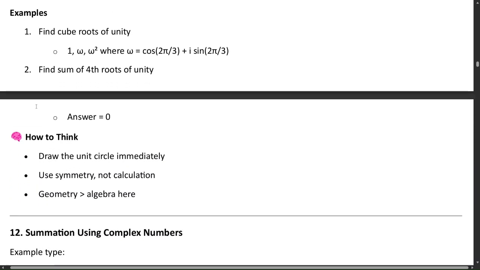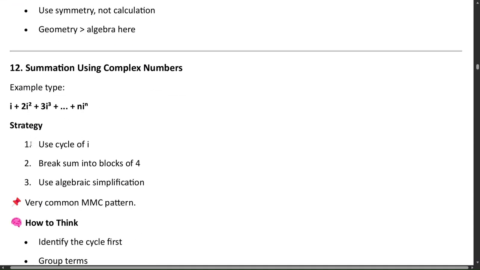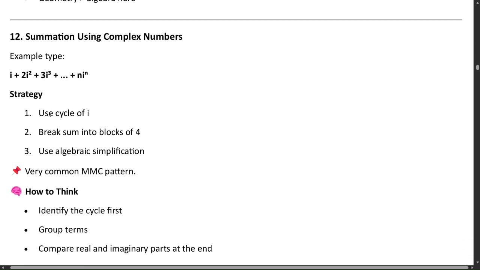Now let's look at summation using complex numbers. In summation problems involving powers of i, the key is cyclic repetition. We break the sum into blocks of 4 terms and simplify each block, as we saw earlier in powers of i.